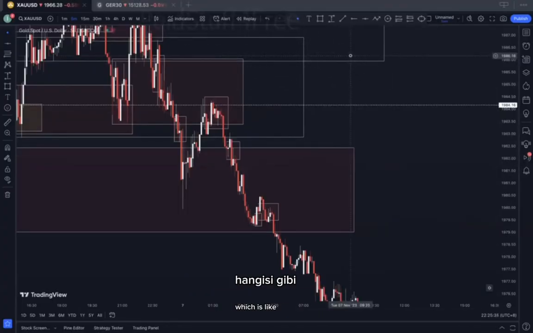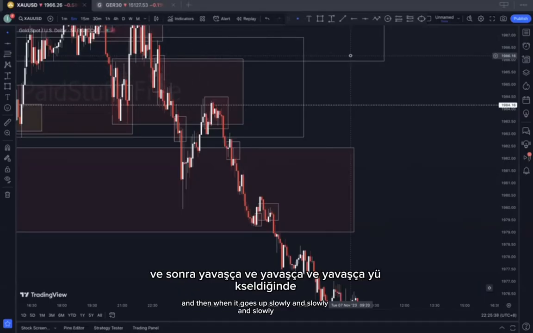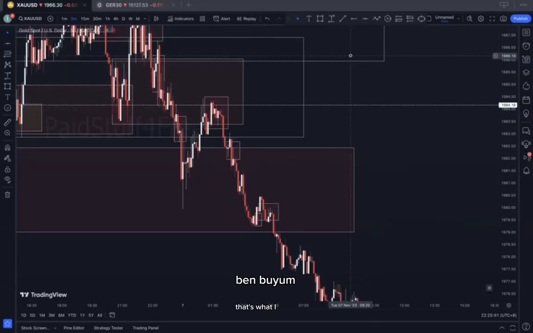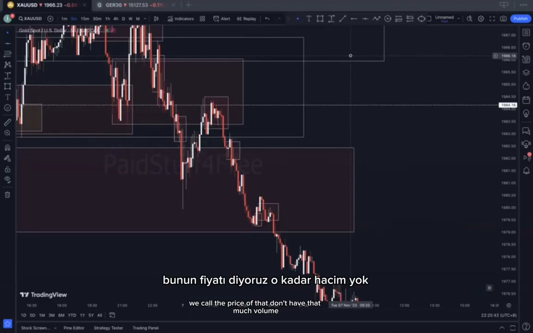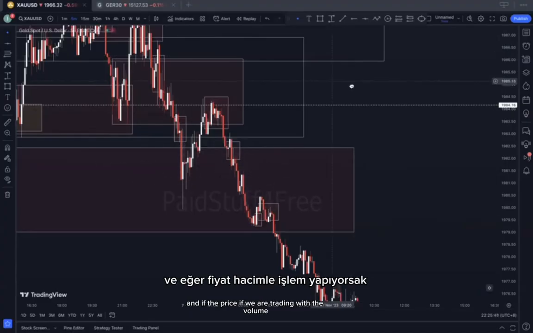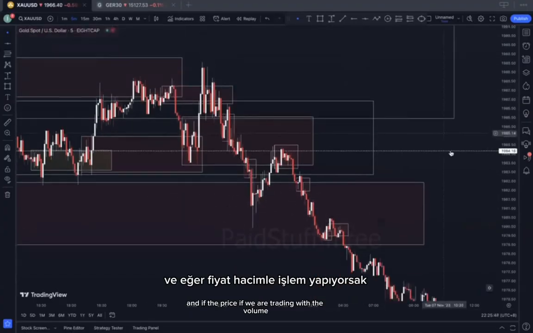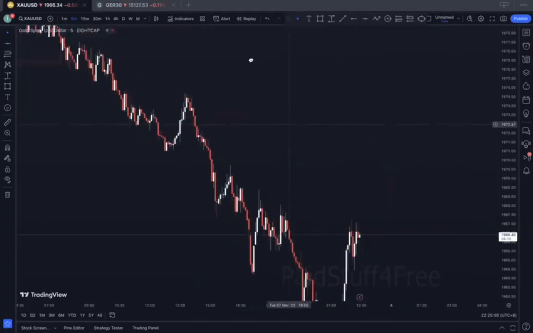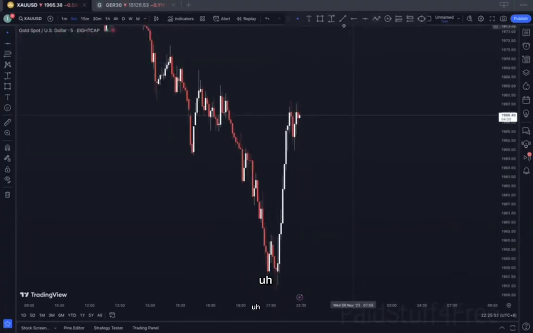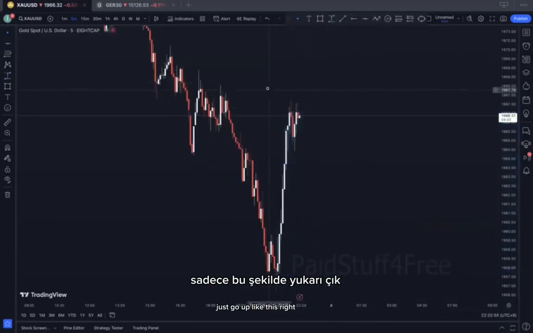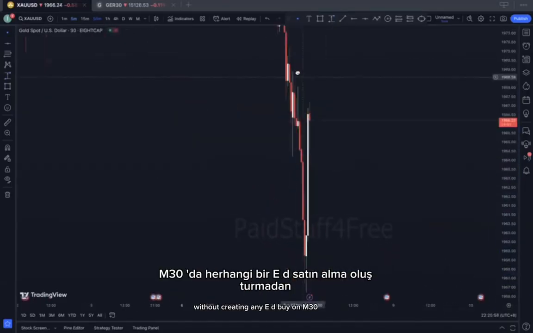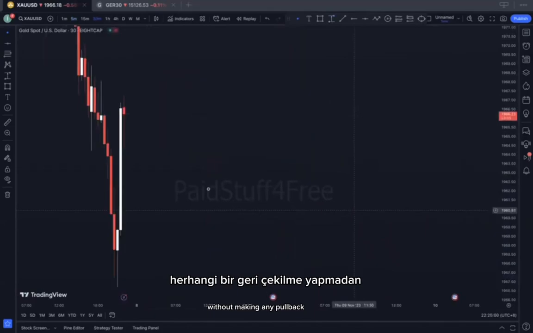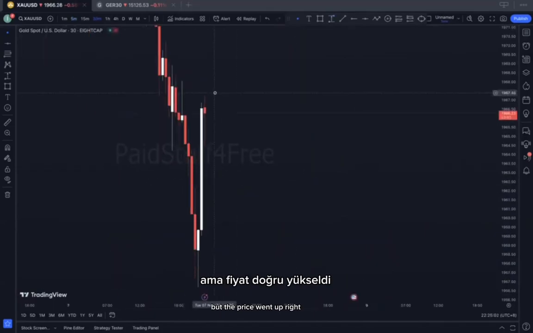You get it? Create an EG and then make a pullback, and then it goes up slowly and slowly and slowly. That's what we call the price that doesn't have that much volume. If we are trading with volume, the price can move like this, just like just now. Boom, it just goes up like this, right? Without creating any EG buy on M30, without making any pullback, but the price went up, right?